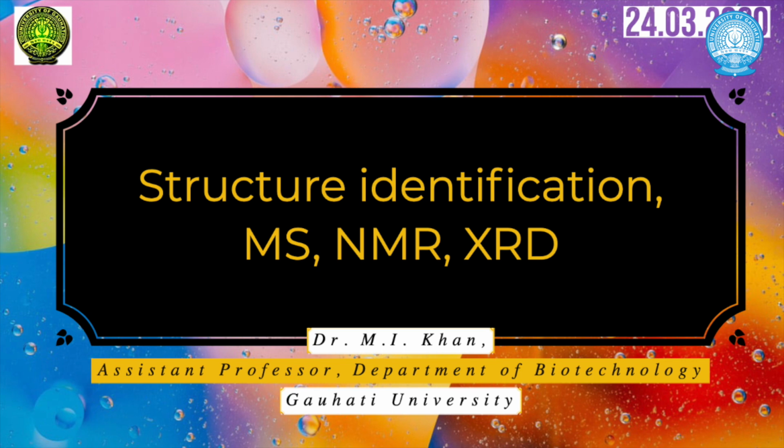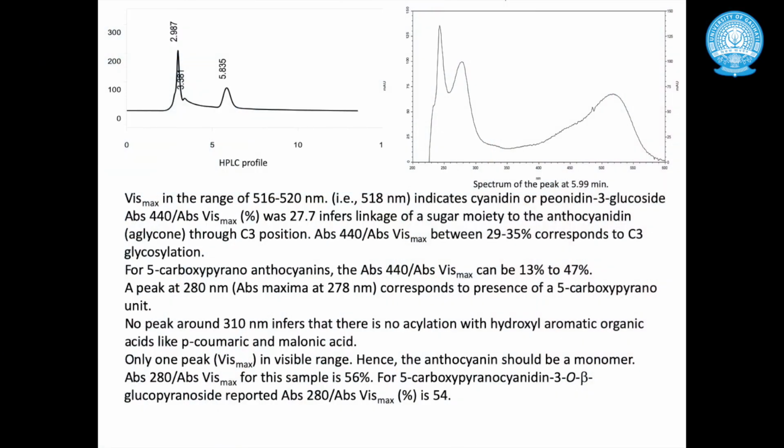Today we will talk about the interpretation of the data we get from spectrophotometry and some more techniques of characterization of bioactive natural products. Here we are seeing two pictures. On the left top panel, what we see is an HPLC profile of a purified compound which is an anthocyanin. This data has been taken from a published paper.